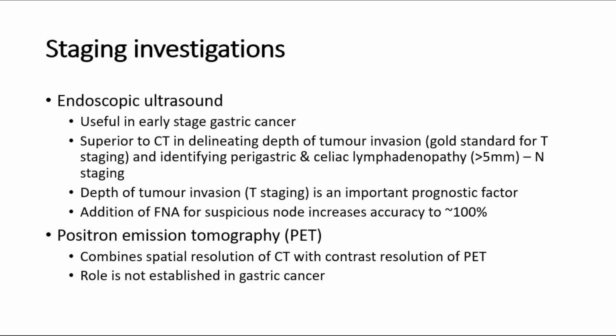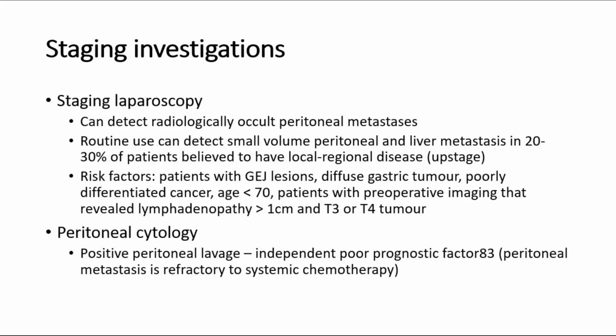Positron emission tomography, PET scan, combines spatial resolution of CT with contrast resolution of PET, but its role is not established in gastric cancer. Staging laparoscopy can detect radiologically occult peritoneal metastasis. Routine use can detect small volume peritoneal and liver metastasis in 20 to 30% of patients believed to have locoregional disease. Risk factors include patients with GEJ lesions, diffuse gastric tumor, poorly differentiated cancer, age younger than 70, patients with preoperative imaging that revealed lymphadenopathy more than 1 cm, and T3 or T4 tumor.